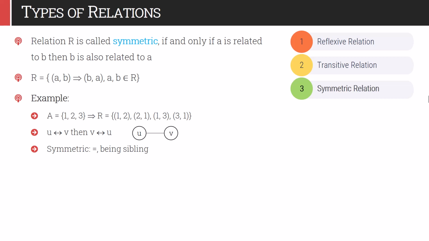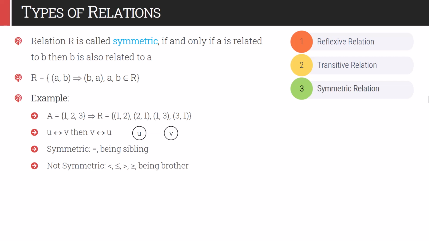So being sibling is symmetric, but being brother is not symmetric. Or being sister is not symmetric because it could be girl and boy. So we can say that Maria is sister of Alex, but we cannot say vice versa, that Alex is sister of Maria. That is not true. So being brother or being sister is not symmetric, but being sibling is symmetric.